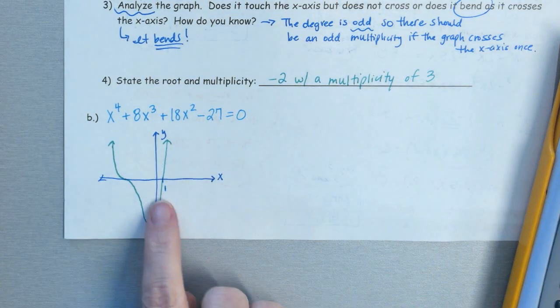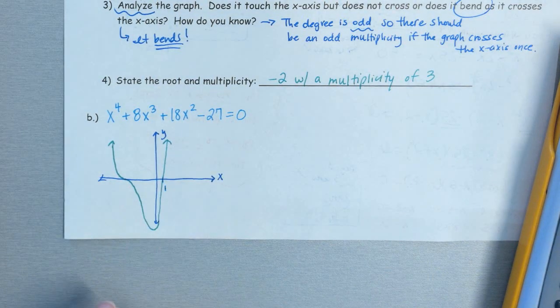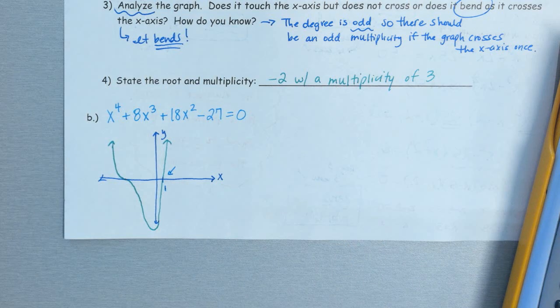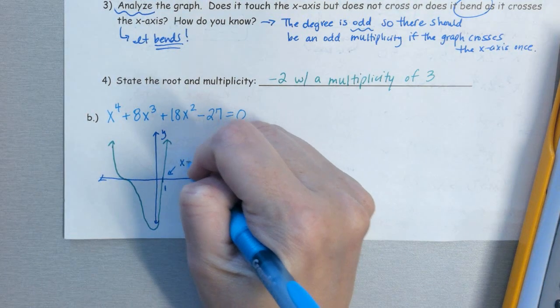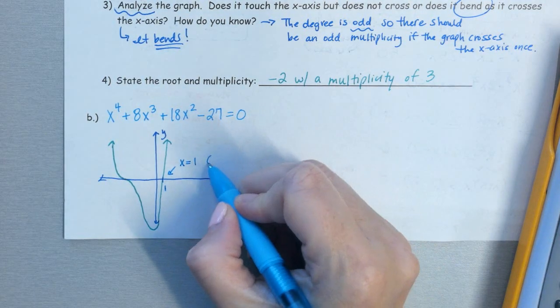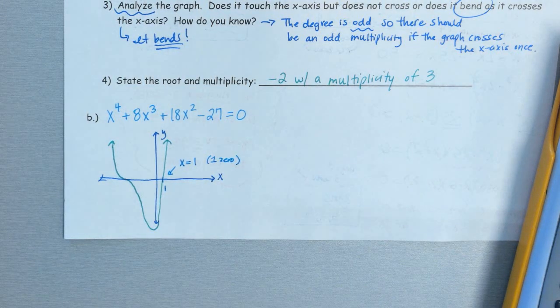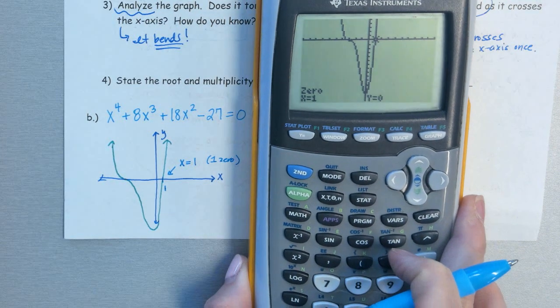Now look at the graph. Is there a bend here or a touchback? No, there's no bend, there's no touchback, which means this is just x equals 1. Okay, and this is only 1, 0. If there's no bend or no touchback, it is just the multiplicity of 1, which you don't have to state that. Okay, it's just 1, 0 is there.